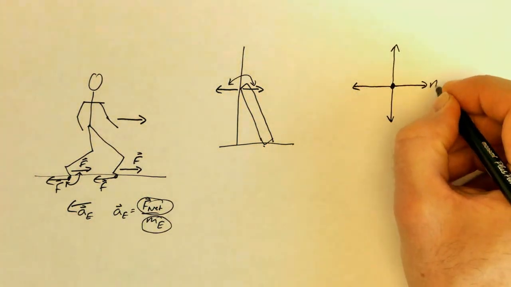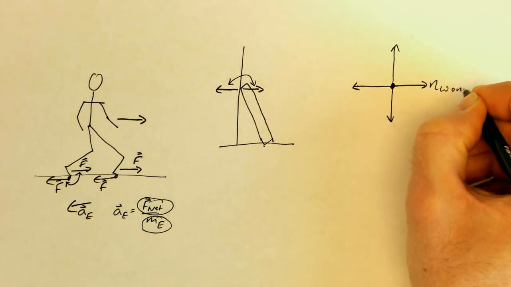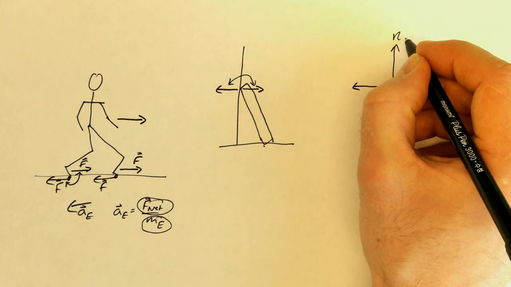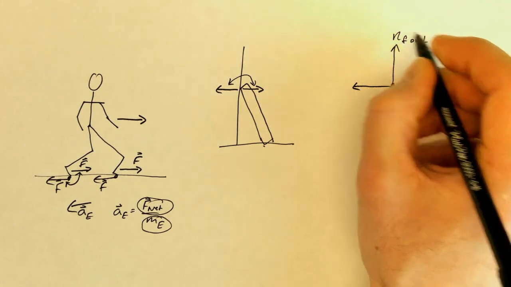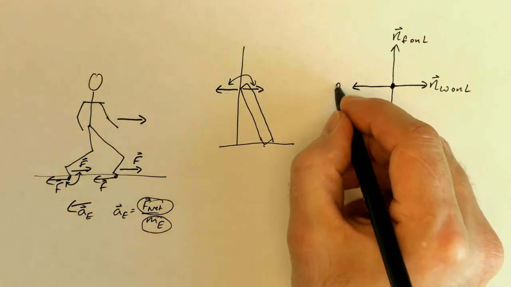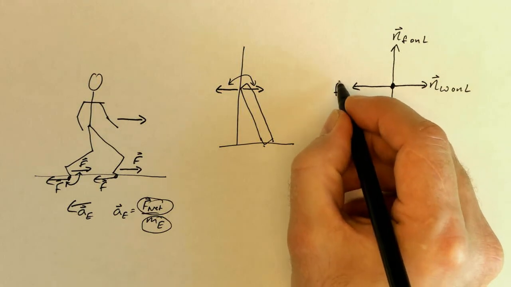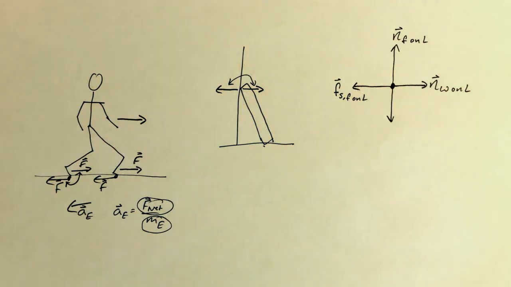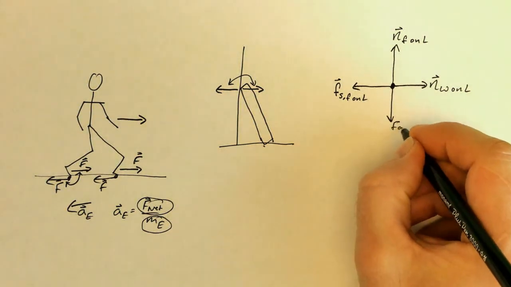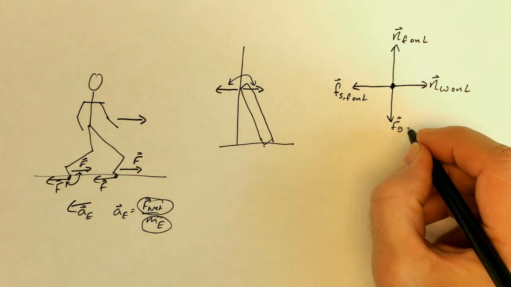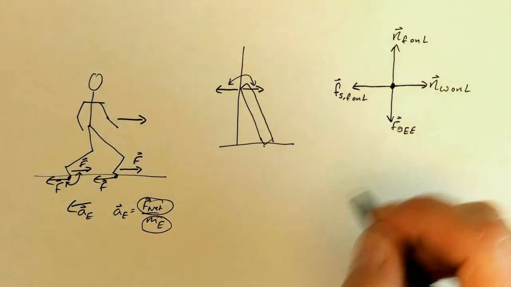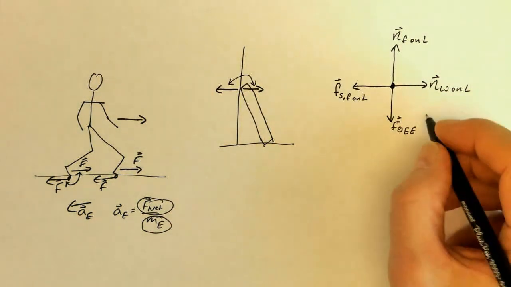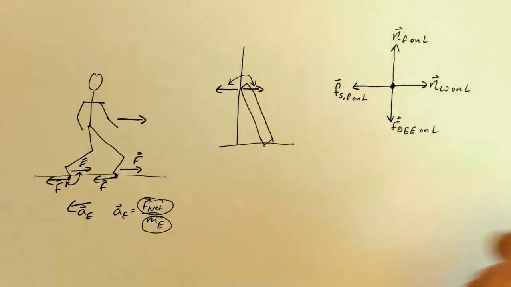So this is the normal force of the wall on the ladder. This is the normal force of the floor on the ladder. This is the frictional force, it would be static, of the floor on the ladder. And this would be the gravitational force of the Earth. I'm going to put EE, meaning the entire Earth. We're talking about the entire Earth, not the surface of the Earth, on the ladder.